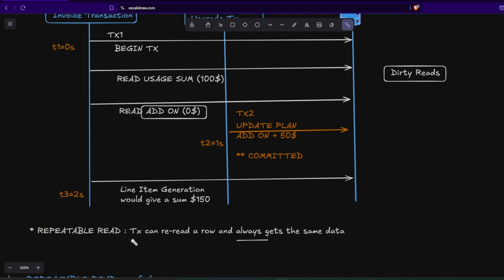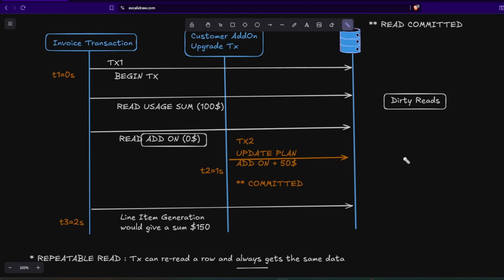By definition, if we mark any transaction as repeatable read, it makes sure you can reread a row, not any other thing other than the row. Suppose the row that I have read, where my add-on was showing as $0. Now if I again read that add-on row in the same transaction, I am going to see $0 only, although the actual value is $50. That is known as a repeatable read, as it is quite self-explanatory: if there is a row, the transaction can reread it and always gets the same data.